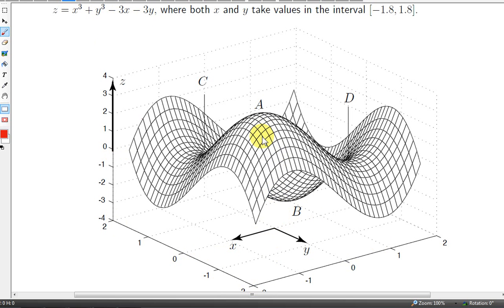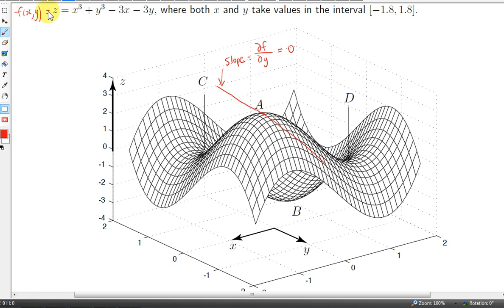Anyway, we are interested in stationary points of this function. Point A is an example of a stationary point. It's an example of a local maximum. The partial derivative of z with respect to y at this point A is actually 0. So the partial derivative of z with respect to y gives us the slope of a tangent to the surface at A, but a tangent in the y direction.